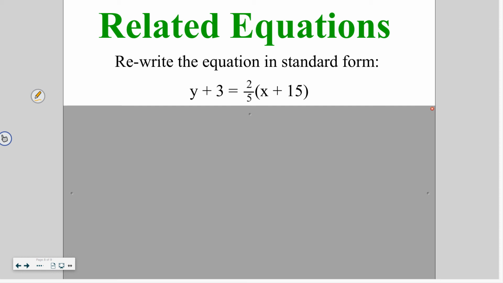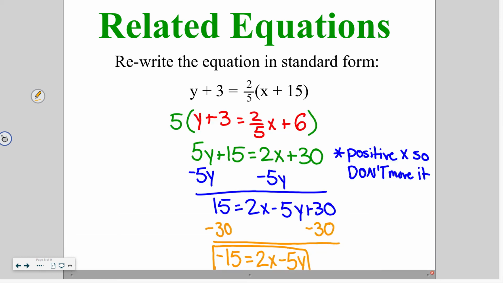Go ahead and try this one on your own. Distributing, we end up with 2/5 x plus 6. Then we're going to multiply the whole thing by 5. Once I do this, I notice my x is positive, so I'm going to move the y over to the x, and then I'm going to move the 30 over to the other side, so I end up with a final answer of negative 15 is equal to 2x minus 5y.